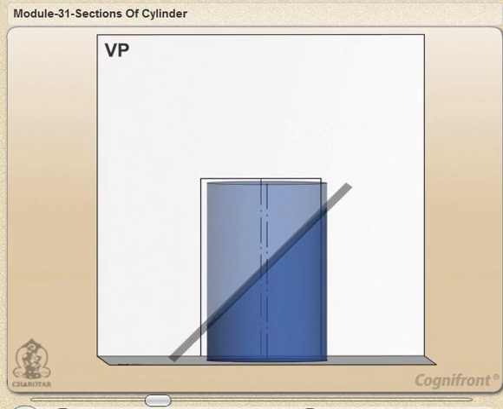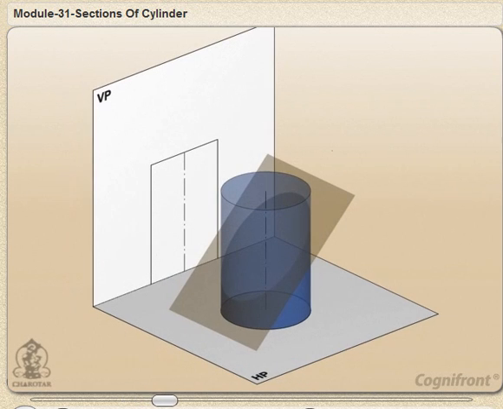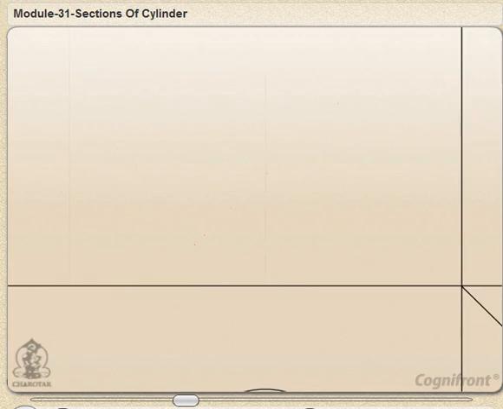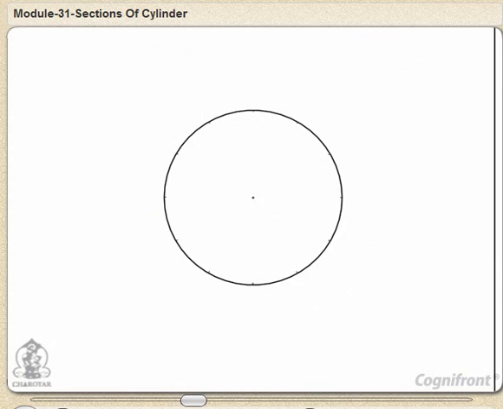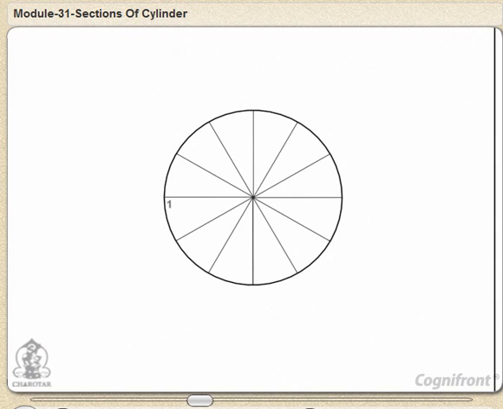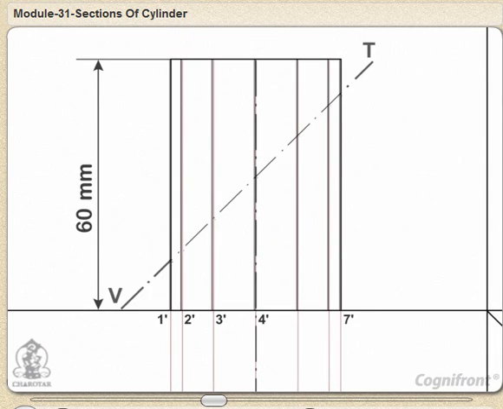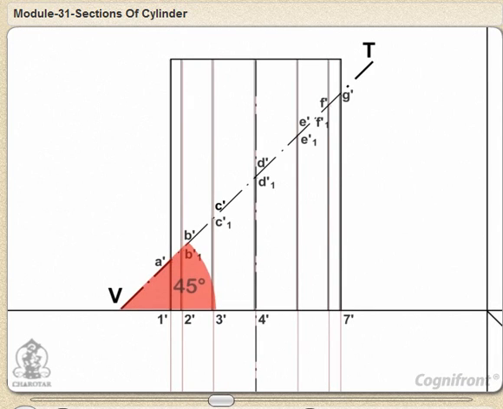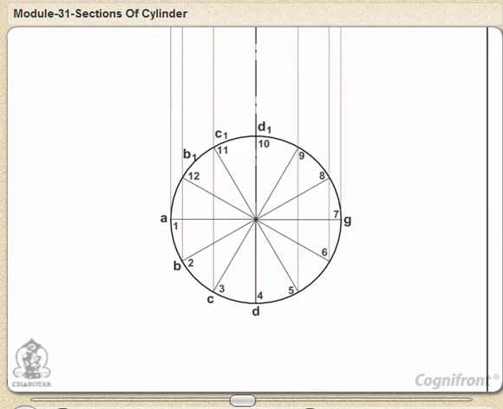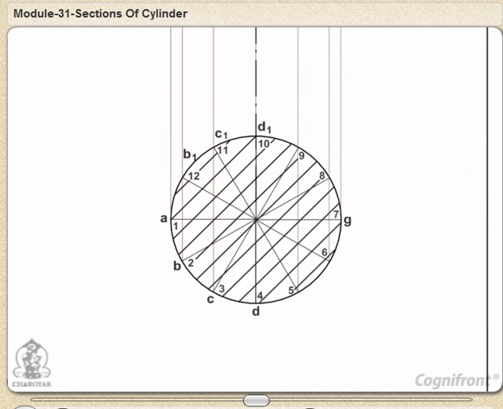As the cylinder has no edges, a number of lines representing the generators may be assumed on its curved surface by dividing the base circle into, say, 12 equal parts. Name the points at which these lines are cut by the VT. In the top view, these points lie on the circle and hence the same circle is the top view of the section.